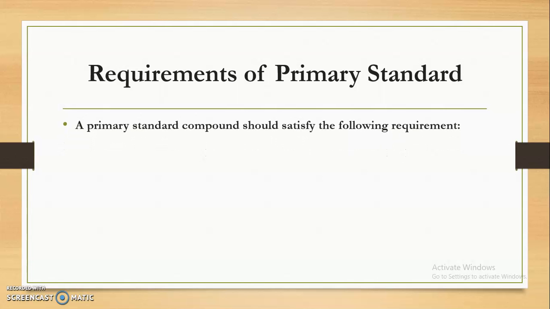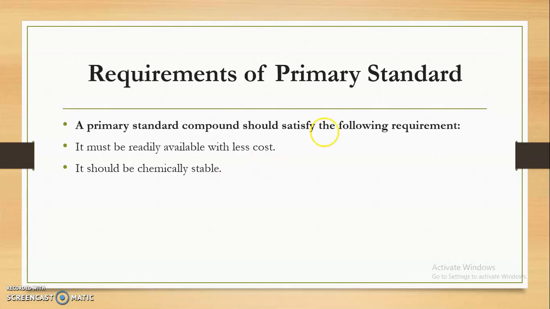A primary standard compound should satisfy the following requirements. It must be readily available at less cost. The cost of that particular primary standard must be low and it should be readily available. Otherwise, we cannot use it if that particular substance is not readily available. It should be chemically stable. Chemically stable means it does not undergo any degradation process in our volumetric analysis. If it undergoes a degradation process, then it is not suitable or it will hamper the reaction that we are going to perform.